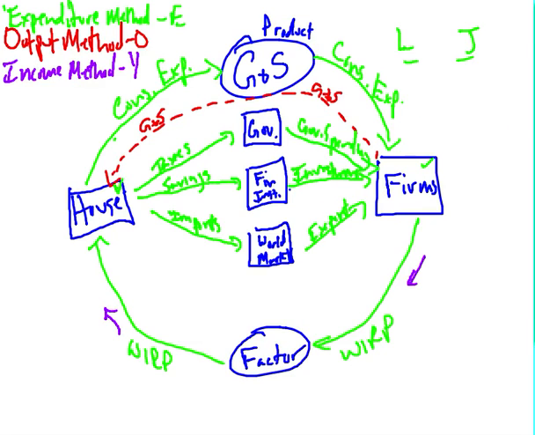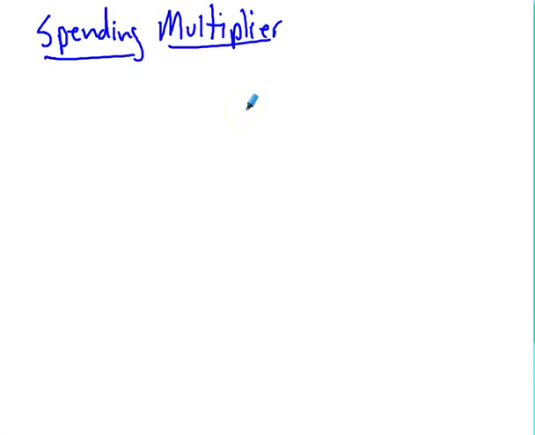So what we're going to be concerned about with this video is these two. What happens when there's an increase in those two? All right, so here's how it works. Remember, these are injections into the economy. So here's how it works. We have what we call the spending multiplier.